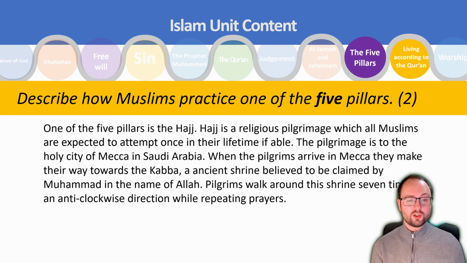And finally, Hajj. Hajj is a religious pilgrimage which all Muslims are expected to attempt once in their lifetime if able. The pilgrimage is to the holy city of Mecca in Saudi Arabia, and when the pilgrims arrive in Mecca, they make their way towards the Kaaba, an ancient shrine believed to be claimed by Muhammad in the name of Allah. Pilgrims walk around this shrine 7 times in an anti-clockwise direction while repeating prayers in Arabic.